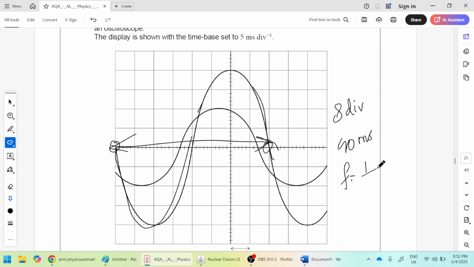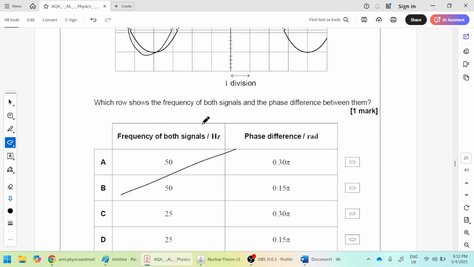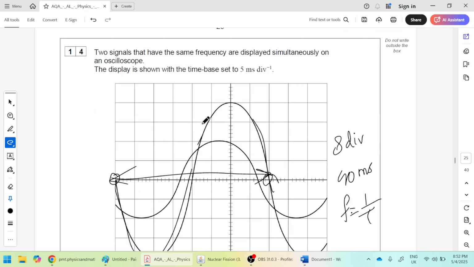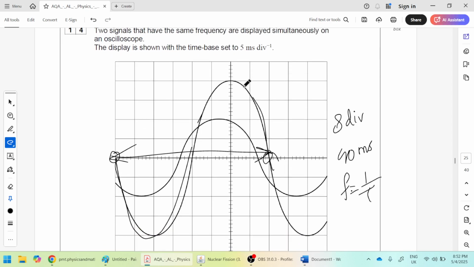f is equal to 1 over T, which is 1 divided by 40 times 10 to the power minus 3, which gives 25 hertz. So I know that these are definitely not options. Phase difference. Hopefully that's okay: 1, 2, 3, 4, 5, 6, 7, 8. 8 times 5 is 40. Okay, that's fine. Phase difference.